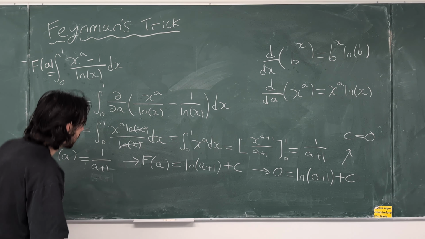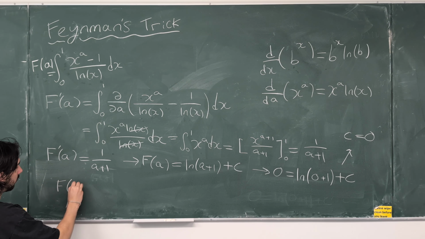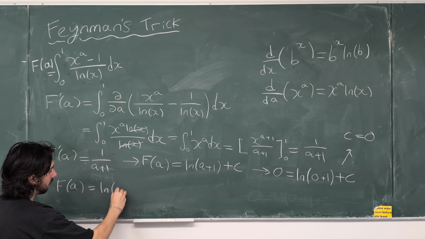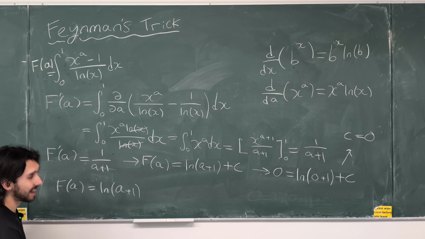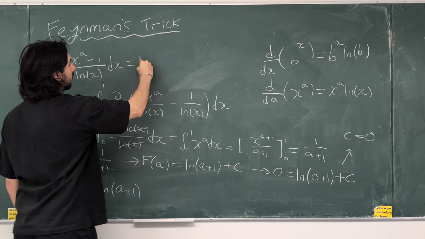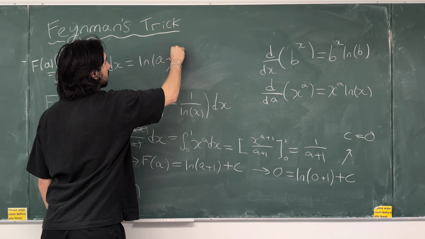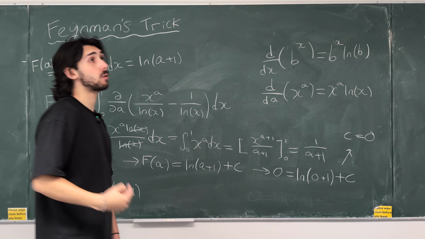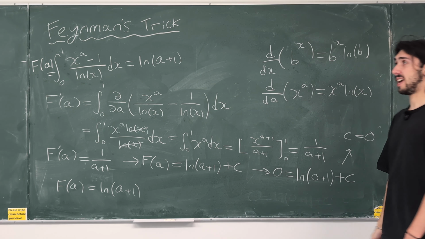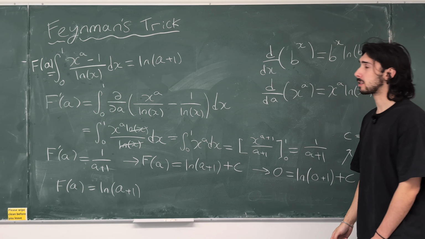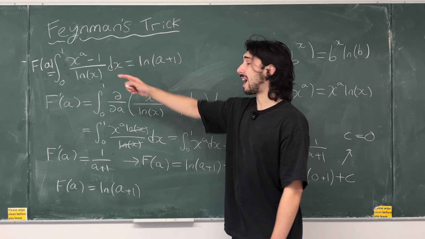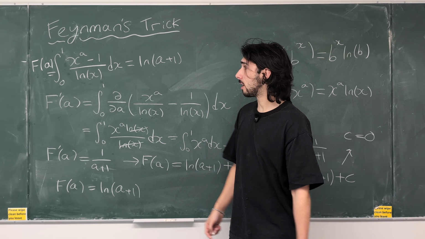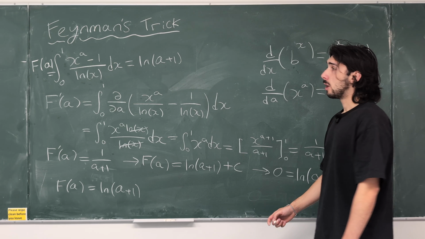So we can conclude that f of a in its entirety is just the natural log of a plus 1. And that's it. So this is equal to the natural log of a plus 1, just like that. So for example, if we wanted the integral from 0 to 1 of, let's say, just x minus 1 over the natural log of x, that's when a is 1, then that would be equal to the natural log of 1 plus 1 or the natural log of 2. And this works for any positive value of a that you want.